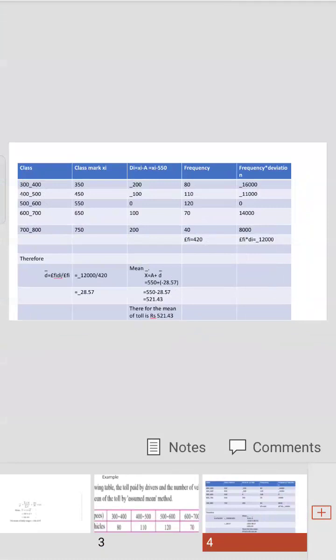For 500 to 600, the class mark is 550. The deviation di is xi minus a, where xi is 550 and the assumed mean is also 550. Therefore di equals 0, and frequency is 120, therefore 0 into 120 is 0. In the fourth class 600 to 700, the class mark is 650. Di equals 650 minus 550, that is 100, and the frequency in the class is 70.